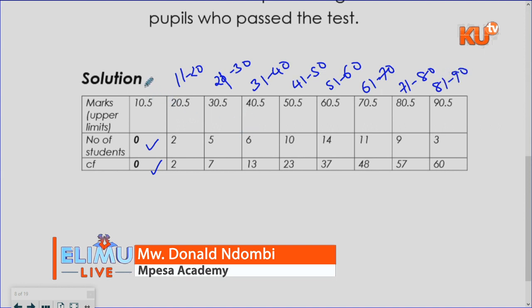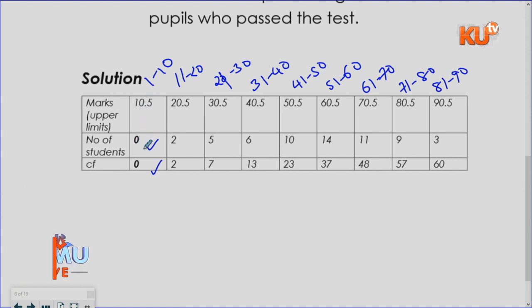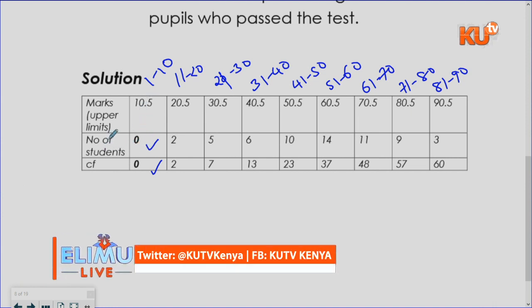Therefore, we said there was another class here, which was 1 to 10. But no student scored between 1 and 10, so it was not given. So we assume the number of students there is 0. Then the CF we are adding. So the first one is 0.